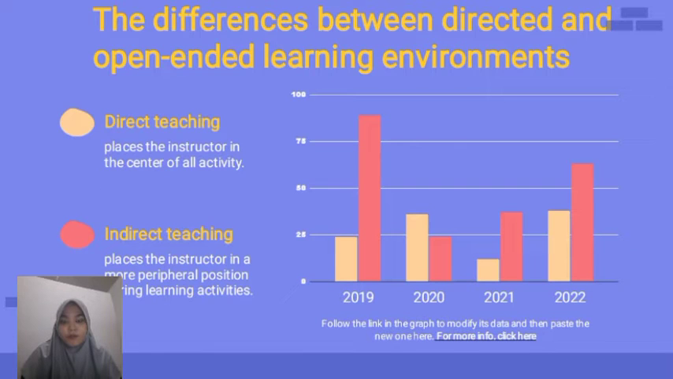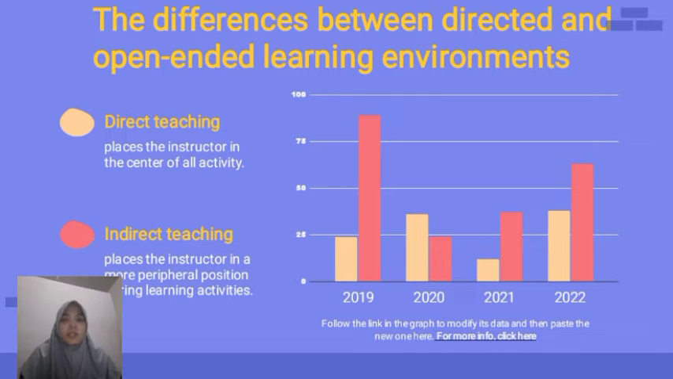Assalamualaikum warahmatullahi wabarakatuh. My name is Egina Aprida. I will try to explain the material, the differences between directed and open-ended learning environments. The differences include two views of what the learners create. Snelbecker, 2012, makes a distinction between direct or expository teaching and indirect teaching.